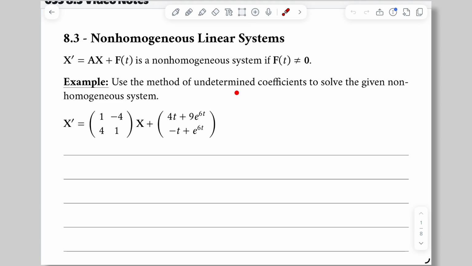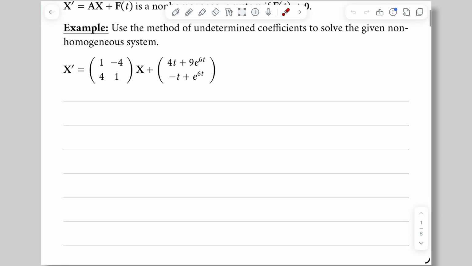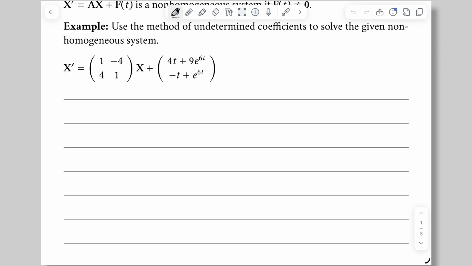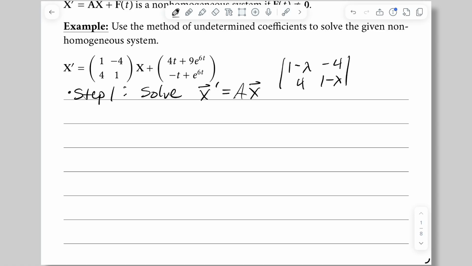We're going to start with the method of undetermined coefficients, but it's really of particularly limited use in solving systems of differential equations. I'll get to that later, but step one is to solve the homogeneous system x prime is equal to Ax using the coefficient matrix in the non-homogeneous system. In order to do that, we find the determinant of 1 minus lambda, negative 4, 4, 1 minus lambda, and set it equal to 0.